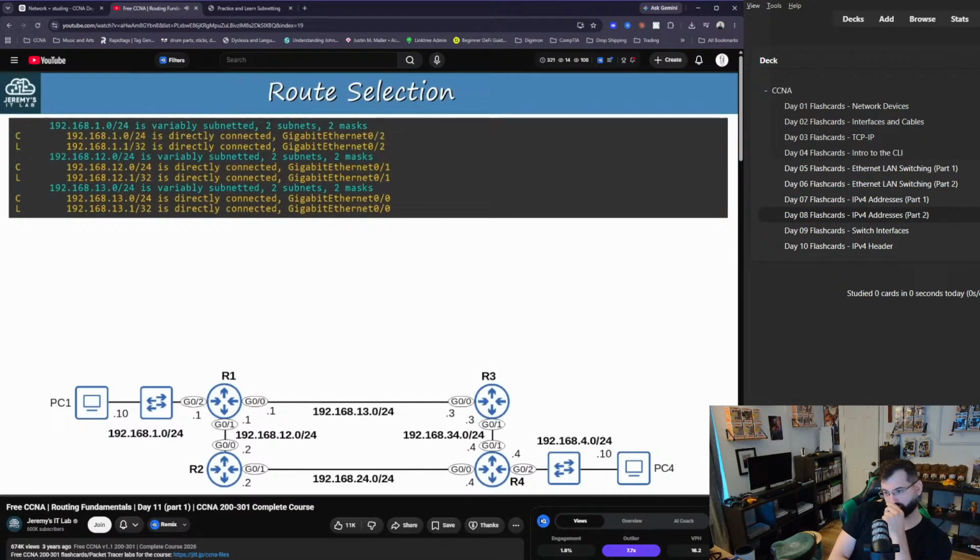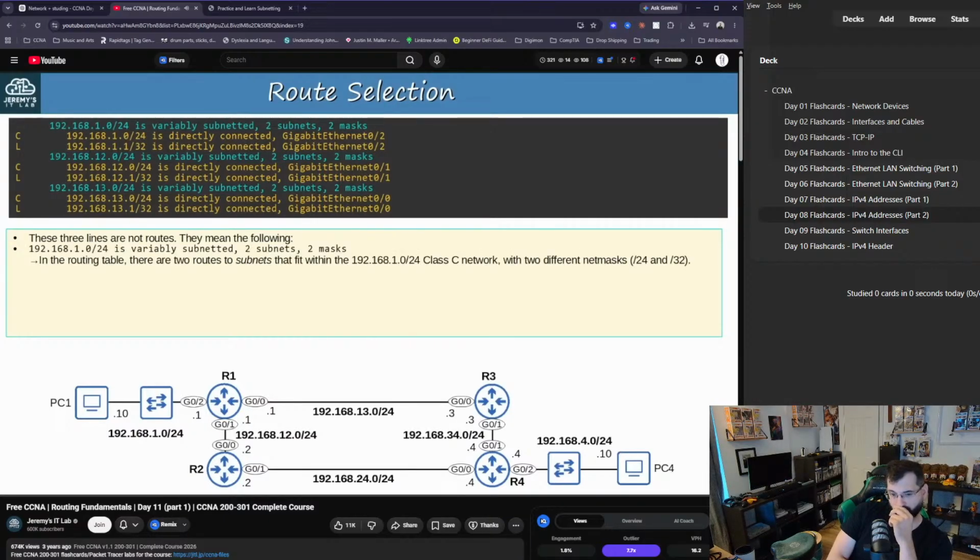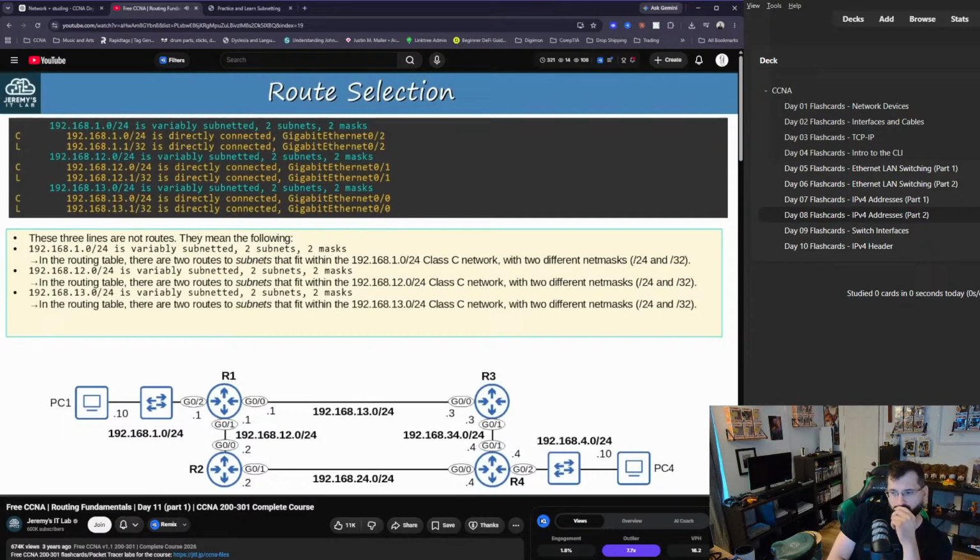Now let me point out these statements here in the output of show ip route on R1. You might have noticed them and wondered what exactly they mean. The top one says 192.168.1.0/24 is variably subnetted, 2 subnets, 2 masks. What exactly does that mean? First of all, it's important to know that these 3 lines are not routes. The first line means that in the routing table, there are 2 routes to subnets that fit within the 192.168.1.0/24 network with 2 different subnet masks, those being /24 and /32. The other 2 mean the same thing for their respective networks.